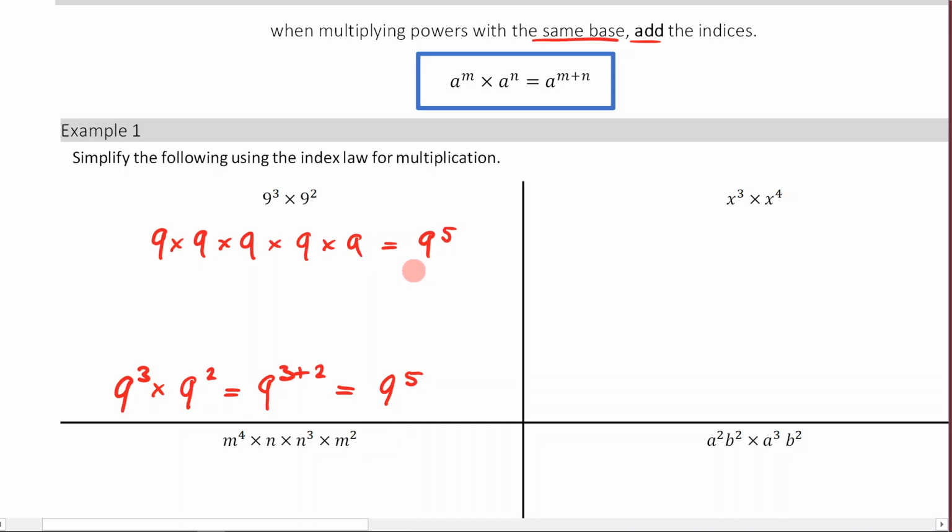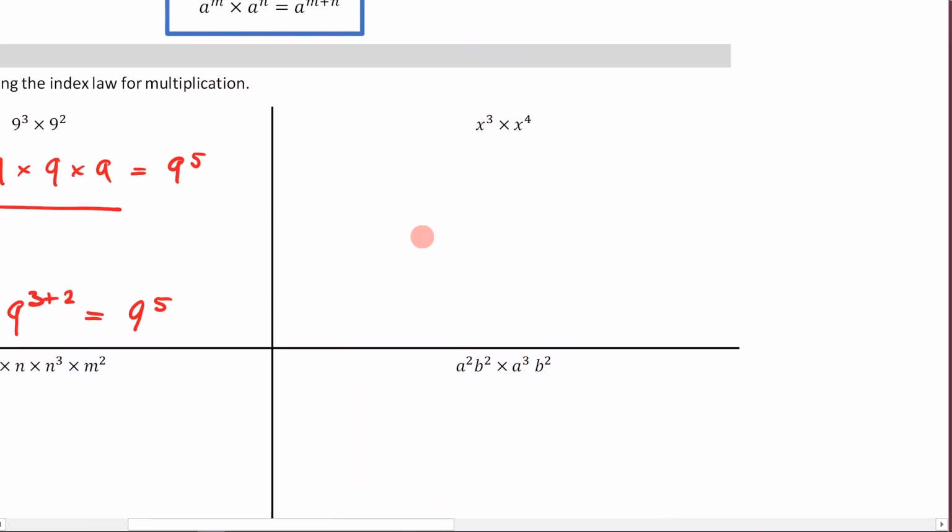Now, obviously, a quicker way to do this would have just been 3 plus 2. 3 plus 2 is 5. So that's how this operates. Instead of writing it out in expanded form and counting them up, you can simply say, hey, I have 3 9s here, I have 2 9s here, 3 plus 2 is 5. Perfect. Let's come over here now and do the same thing.